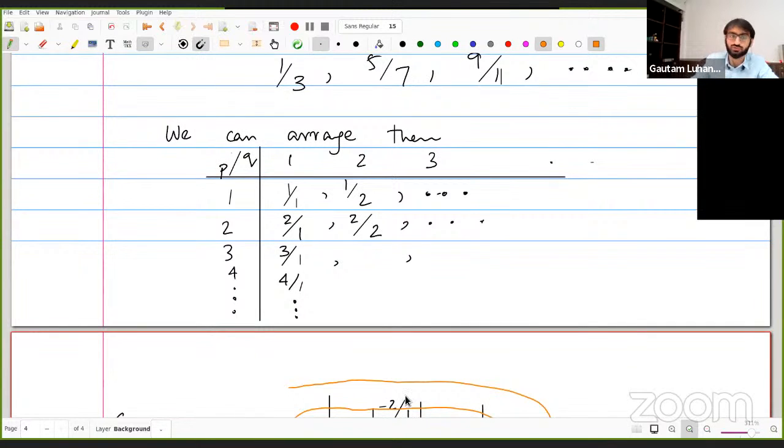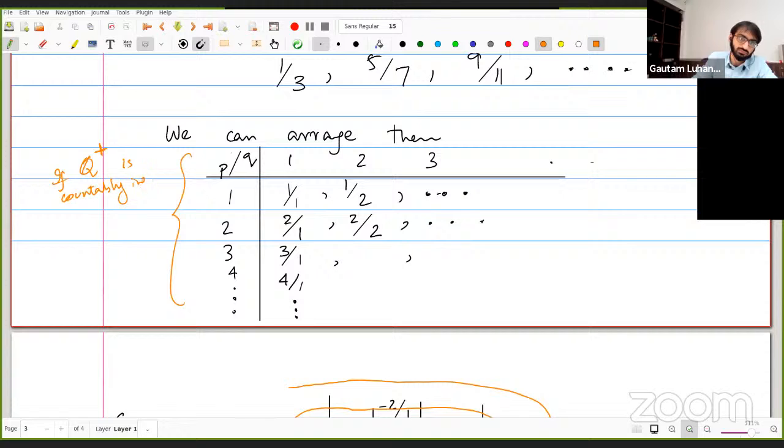If I were to prove that this arrangement, this set of positive rationals, if Q, let's say I'll put a positive sign above it to indicate that it just contains positive numbers, is countably infinite, then so is Q negative. Can you see why? Can anyone help me make that argument?